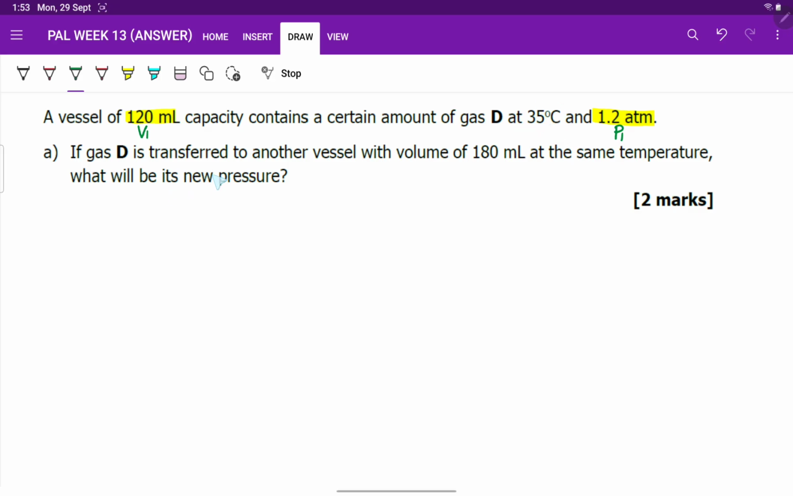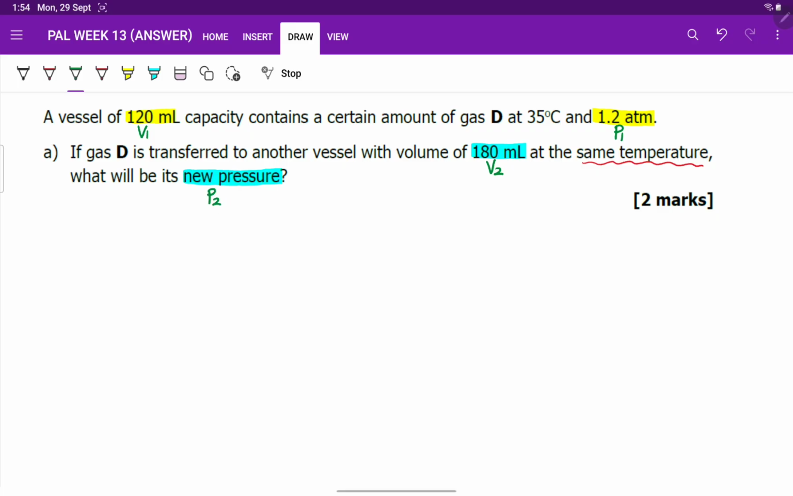When we look on question A over here, dia kata if gas D is transferred to another vessel, dipindahkan ke dalam bekas yang lain dengan volume 180 ml. So we have a new volume over here and the same temperature. So temperature dekat sini tidak berubah. There's no change in temperature. Okay, so kita boleh labelkan dekat sini 180 ni sebagai V2. And the question is asking what is the new pressure. So in other words, it's asking for P2.